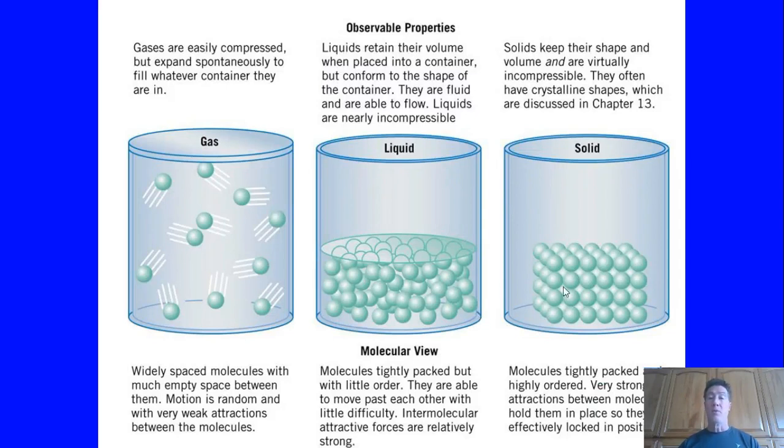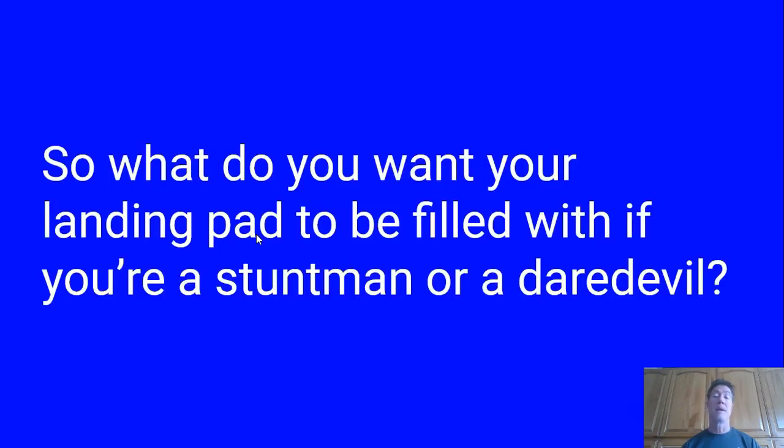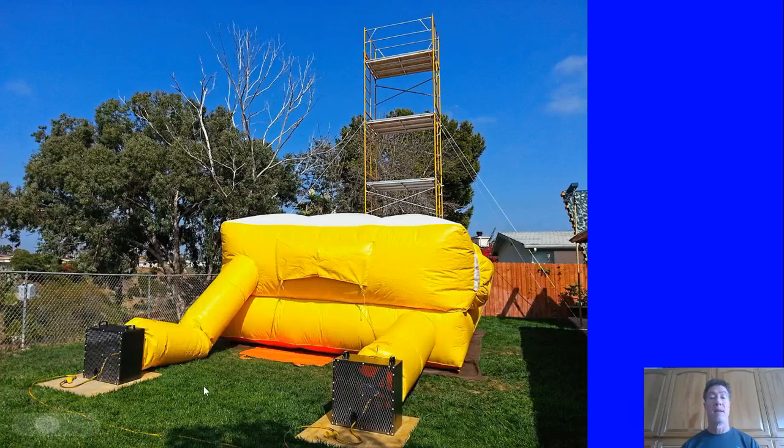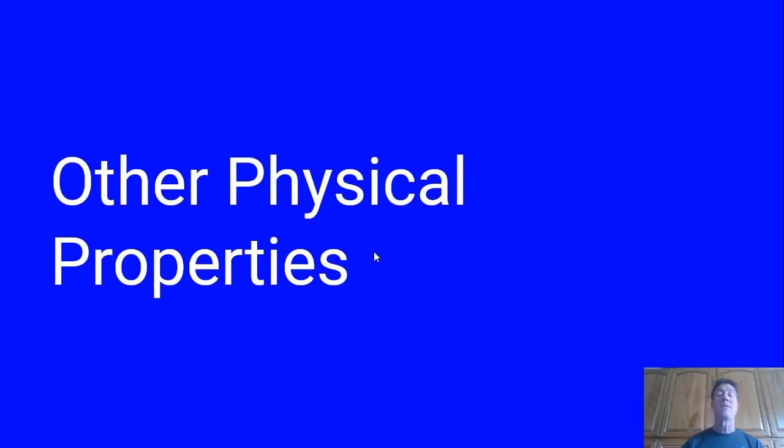So from a molecular point of view, solids are very tightly packed and very highly ordered. Here, liquids are also highly packed, but they don't have much order. They can slide past each other with very little difficulty. And here, the molecules are very widely spaced apart, and there's very little interaction between them. So, if you're the stuntman, you want it to be gas. And here's how these airbags are inflated with air, which is a gas, and it allows daredevils and jumping men to land safely.